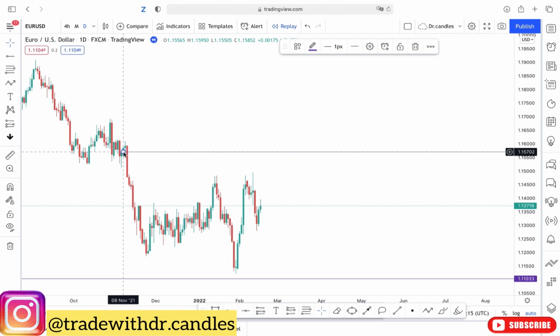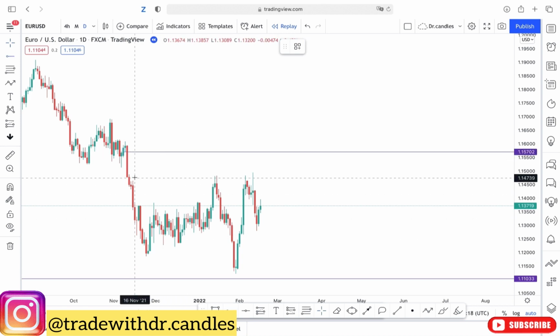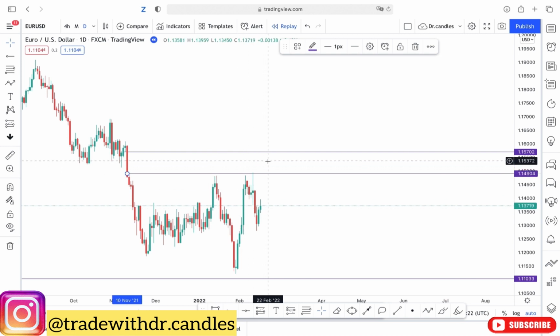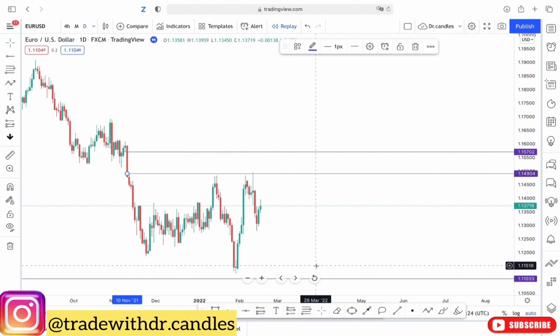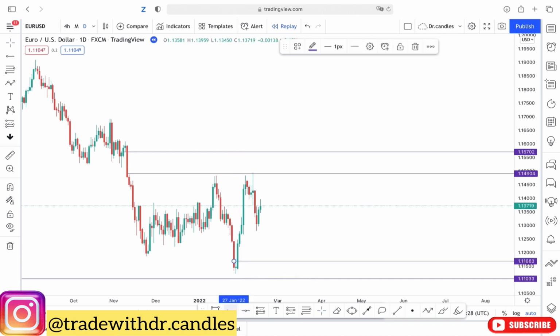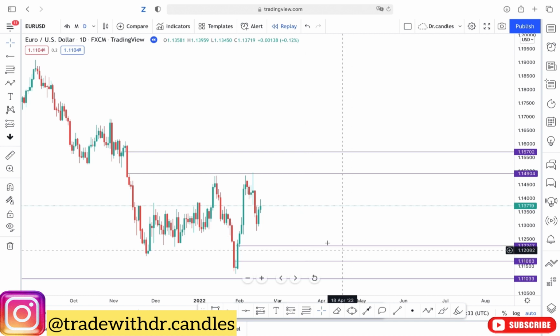But when you view the daily time frame, you could clearly see that the market has left some imbalance around here. There is an imbalance around here. The market is supposed to fill before maybe possibly moving down, or there is also another imbalance here. The market is supposed to fill. So we have two imbalances here and there.